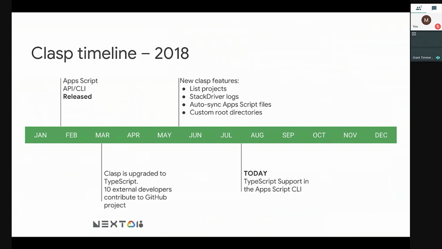Here's a little timeline of the AppScript CLI and API when it was announced. So it was released early this year, I said. Internally, Clasp was built, upgraded to TypeScript in March. Then later in May, you were able to list projects, view Stackdriver logs, auto-sync AppScript files, even have custom root directories with your AppScript command line project.